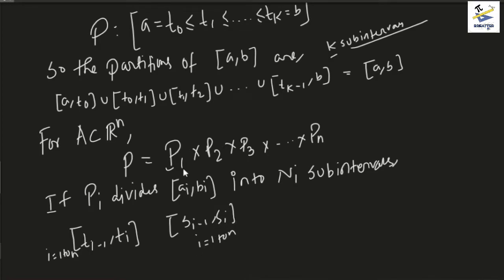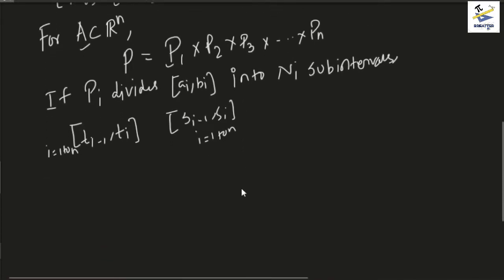So each of these Pi's are different partitions, and they divide this integral region, or this closed rectangle A, into a finite number of disjoint subintervals themselves. Each of the Pi's divides them into ni more rectangles, right? So this is how we can partition the multidimensional case by breaking it down into the single dimensional case. Now what we can do more is as follows.